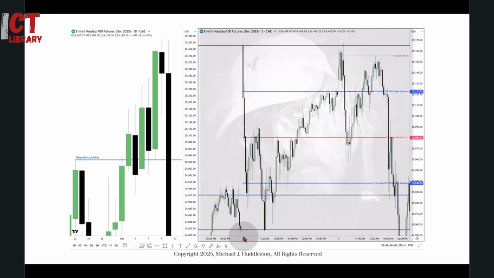If it's laying on top of a quadrant level like that, and it's also time anchored, in other words, if it's time for it to move, it's at a session open. It's during the first 30 minutes of the opening range, or it is inside of a macro time.